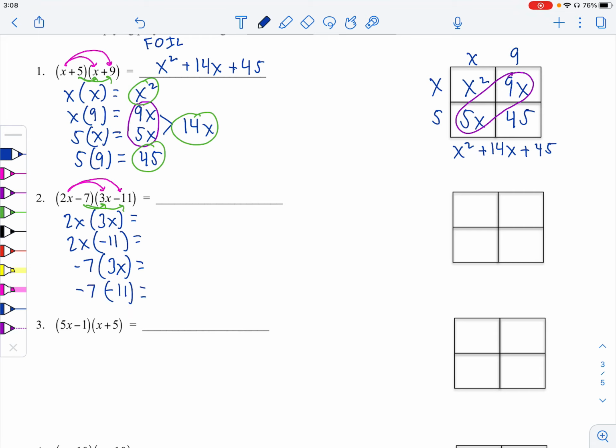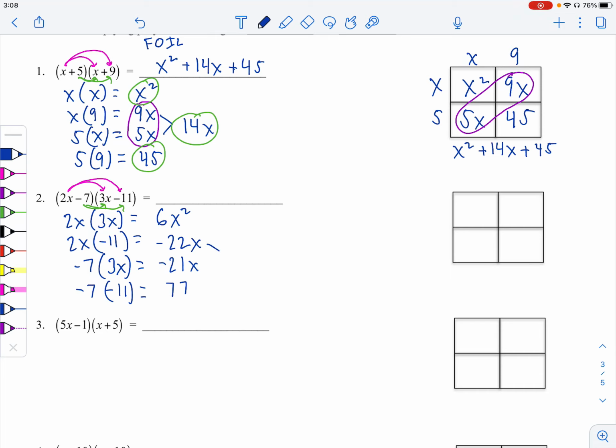Then we multiply it out. So 2 times 3, 6. We have 2 x's, right? So that's x squared. Next one, 2 times negative 11, negative 22 with 1x. Negative 7 times 3, negative 21 with 1x. And then negative 7 times negative 11, positive 77.